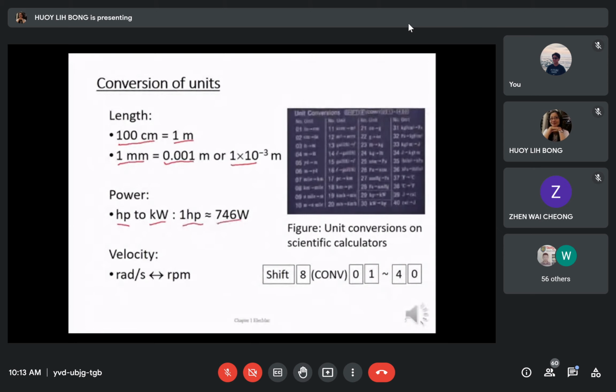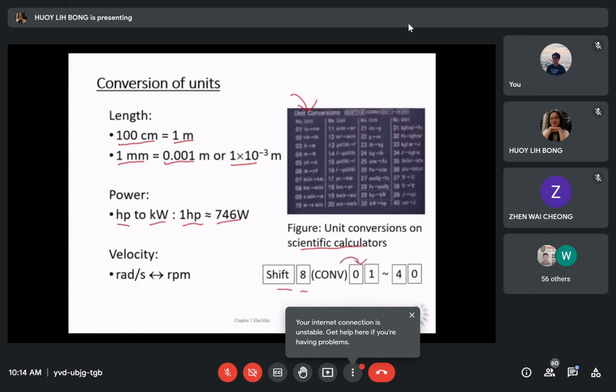Unit conversion can be done by using your scientific calculator, which you can refer to the back of your calculator or the cover of your calculator. You can use the command Shift 8, which is the conversion command, followed by the number 01 to 40. If you want to convert horsepower to kilowatt, you may key in number 29.